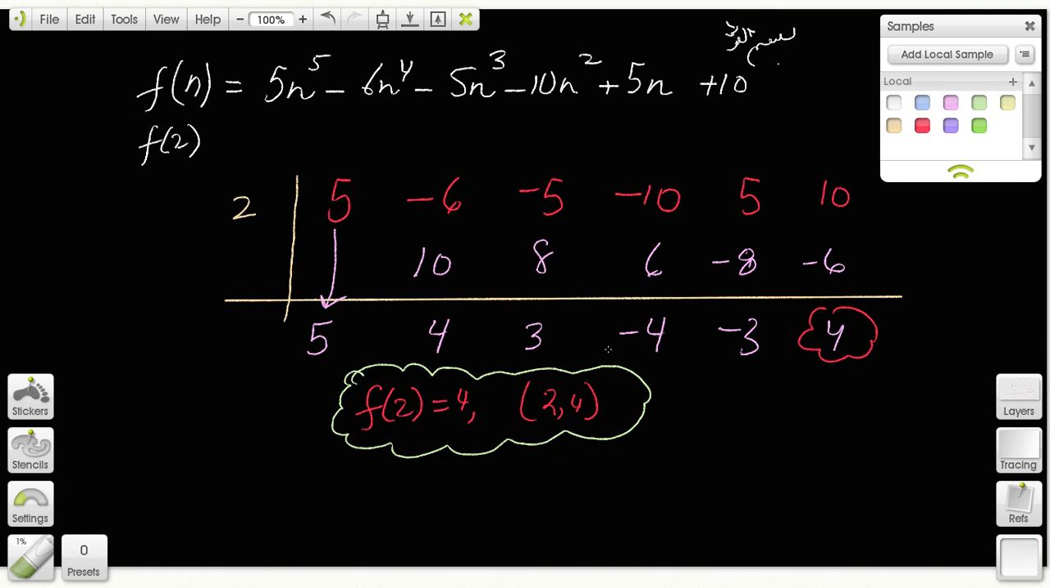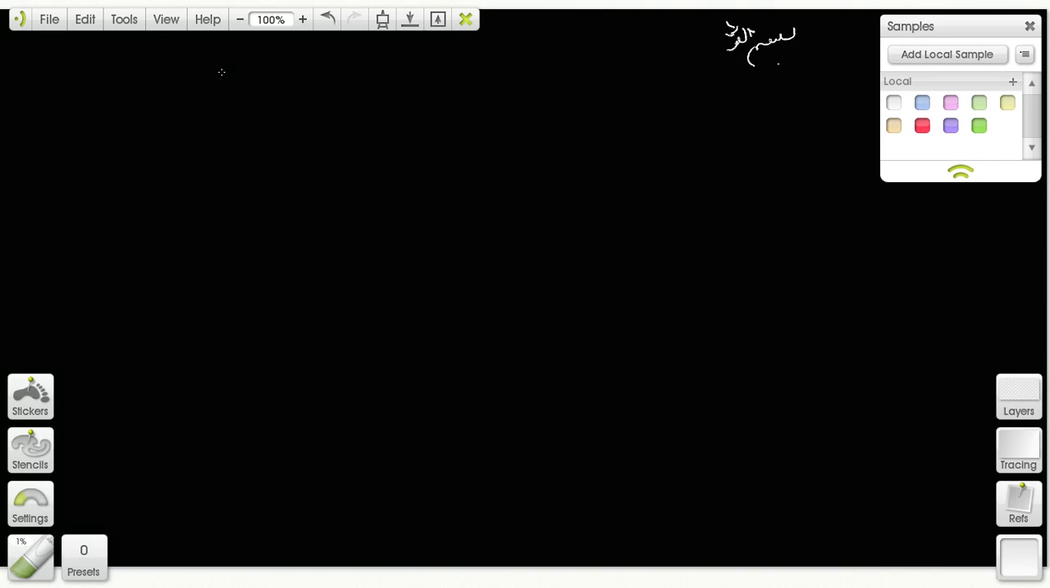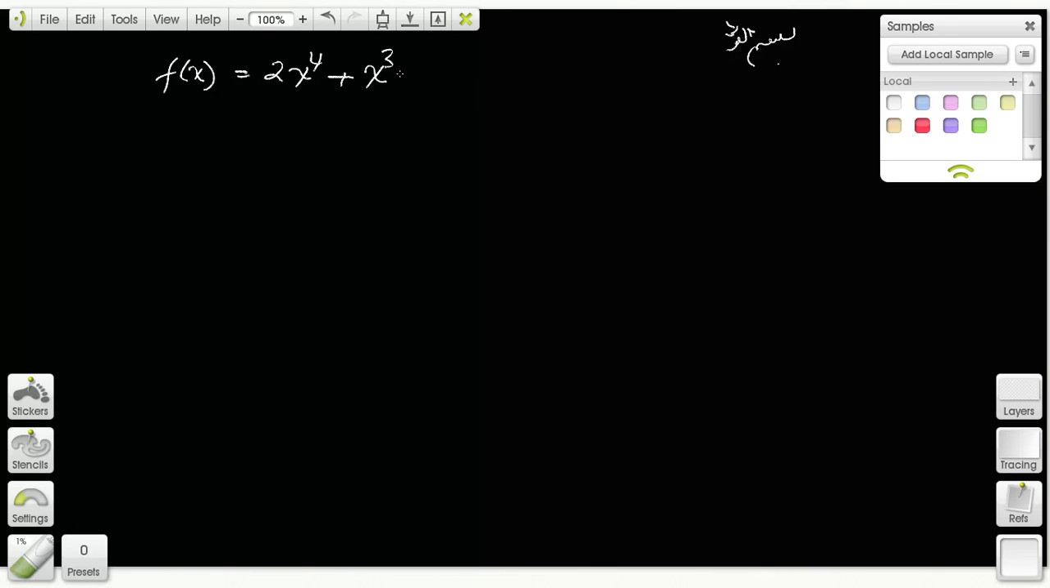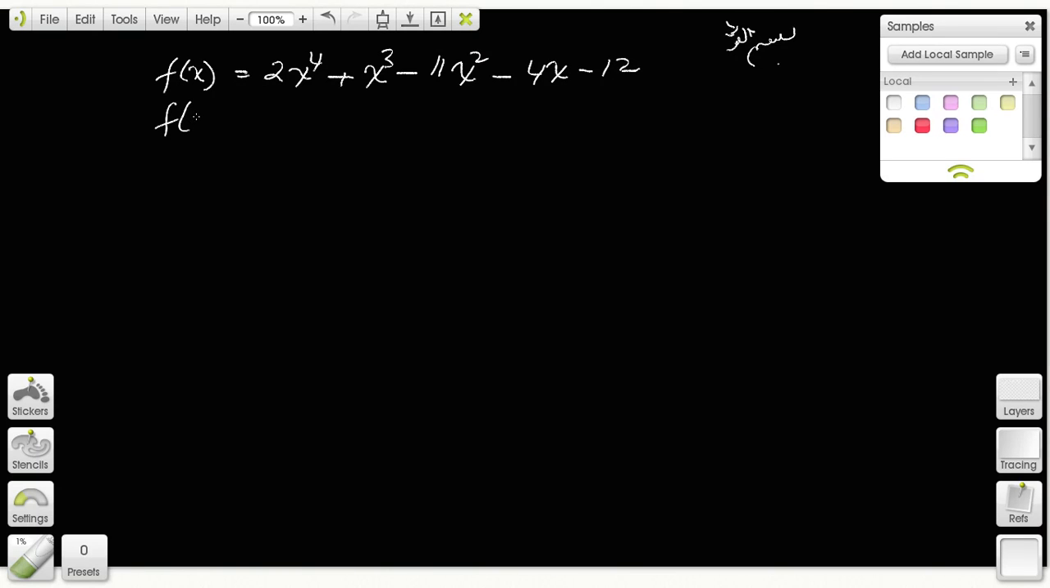Okay. Now I like to do one more. I actually like to do 2 more before we finish. Do this as f of x is equal to 2x to the 4th plus x cubed minus 11x squared minus 4x minus 12, and we are asked to find what is f of 2.